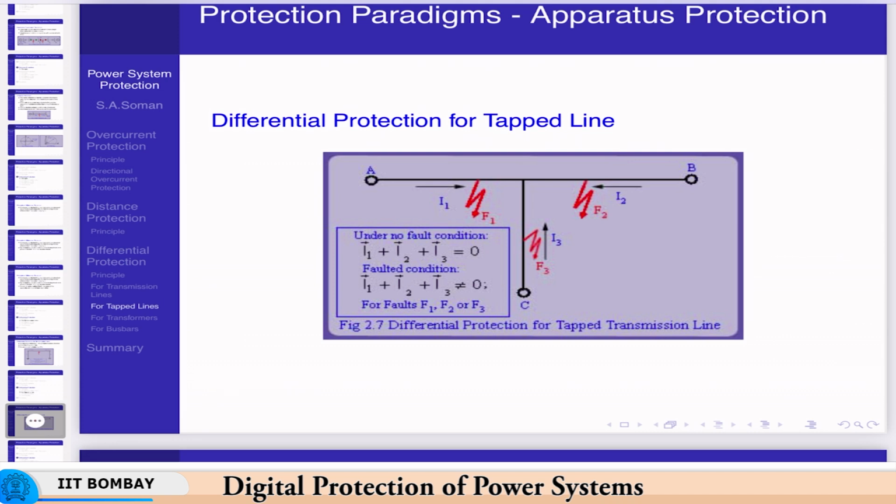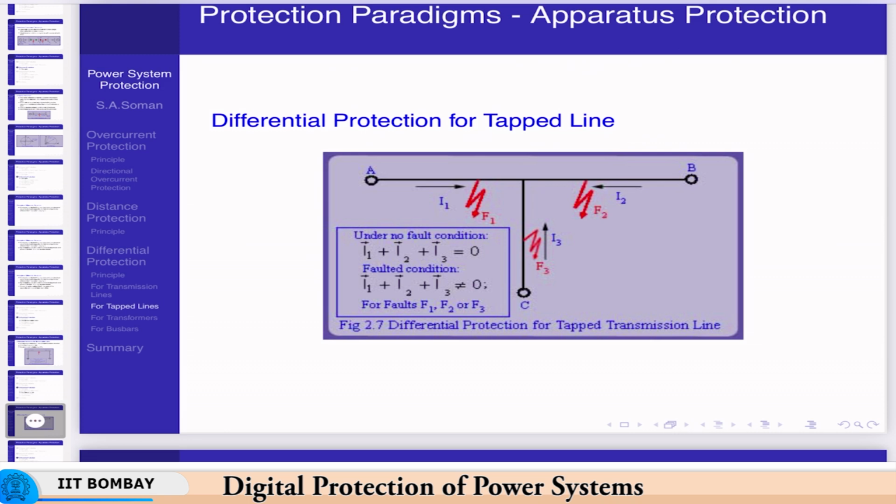So if there is no fault in either of the sections, AC or CB, then the summation of the three currents I1 plus I2 plus I3 will be equal to 0. And if there is a fault, the summation will not be equal to 0. In fact, it will be equal to whatever fault current exists, IF1 or IF2 or IF3, in the sections.